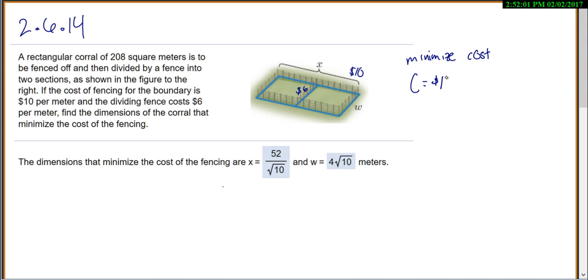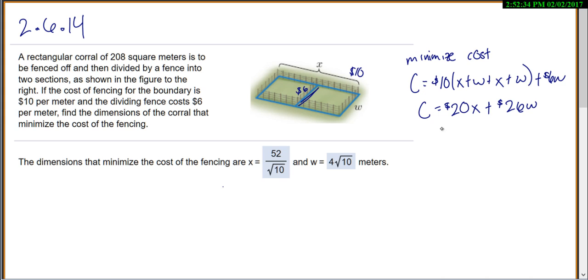So I'm going to do $10 for everything to go around, which is going to be an X plus a W plus an X plus a W. Plus, and then I need just this one dividing piece right there, and that's going to be $6, and that has the length of W. So my cost is, let's see if we can simplify this. So 10 times X plus an X, if I multiply it all out and add it up, that should give me 20X. Plus, I'm going to have 20W plus 6 more W, so 26W.